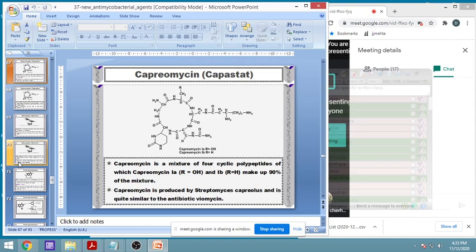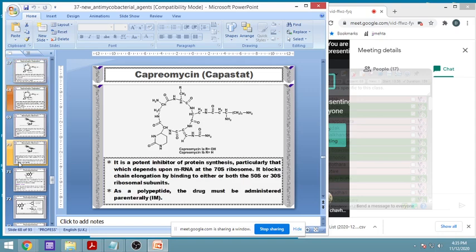It is a mixture of 4 cyclic polypeptides, of which capreomycin 1A makes up 90% of the mixture. So it is not a pure one. Capreomycin 1A, capreomycin 1B. So 1A is around 90%. It is produced by Streptomyces capreolus, and it's quite similar to the antibiotic viomycin.